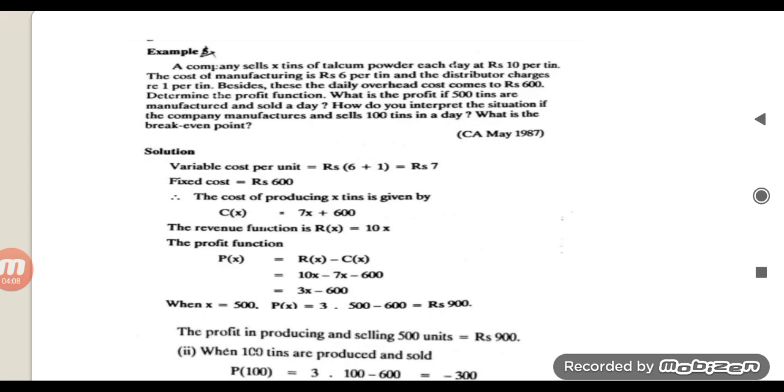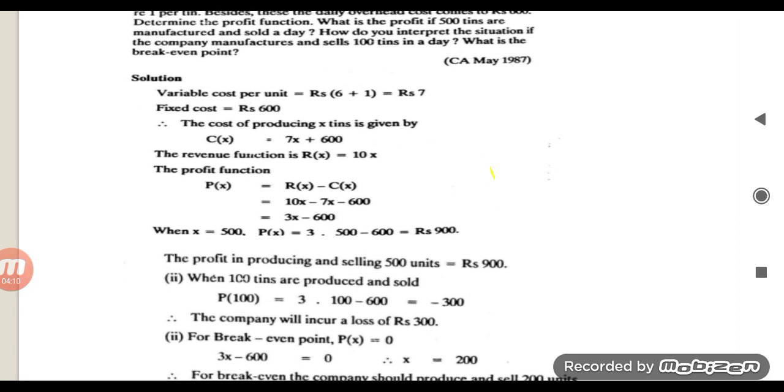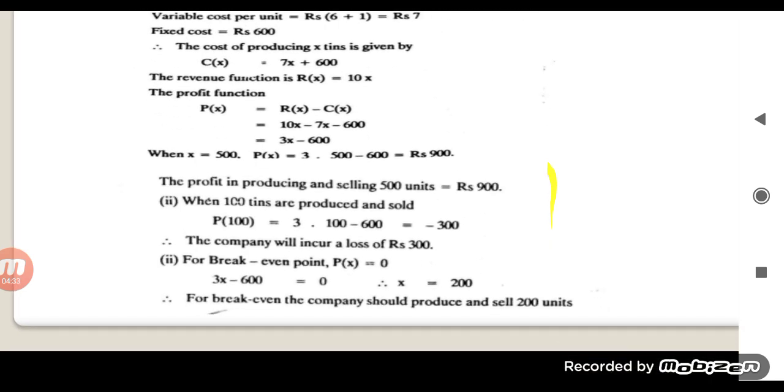First, I am going to calculate the profit. So my profit is revenue minus cost function. My revenue is 10x. My cost function is 7x plus 600. If I solve this, I will get the answer 3x minus 600. If I produce 500 tins of powder, I will get the answer as 900. The company will attain profit when 500 units are produced and sold.